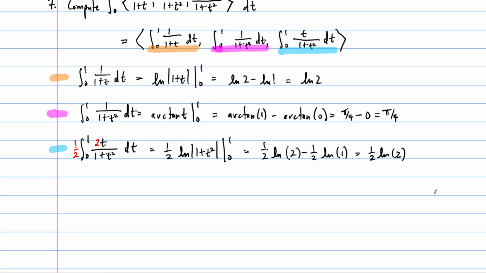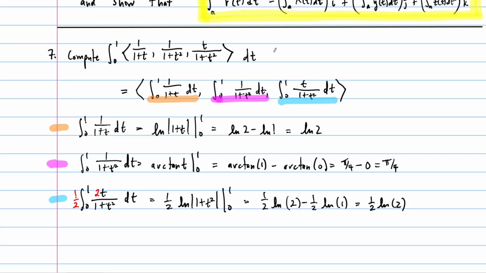All right, so that means at the end of the day, our integral is the vector made up of these components, and you have to make sure they're in order. So the definite integral of this vector function is the vector natural log 2, pi over 4, and then 1/2 natural log 2, and that'll do it.